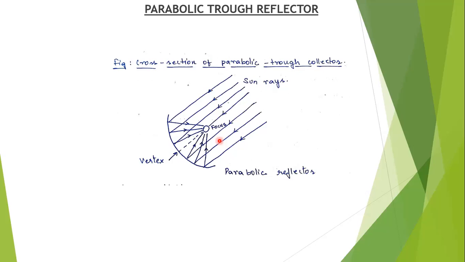So all the parabolic reflectors are connected in a row, and there are several rows. We can take 10 or more, 20, 30, 40 like that, and these are collected in rows. Like that, there are many rows, and these rows are connected in parallel. All the parabolic reflectors are connected end to end in a row, and all the rows are connected in parallel.